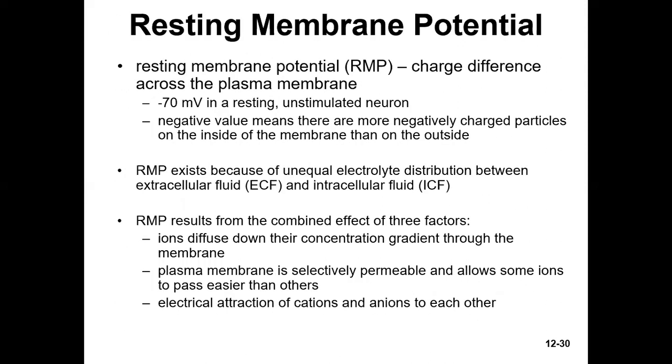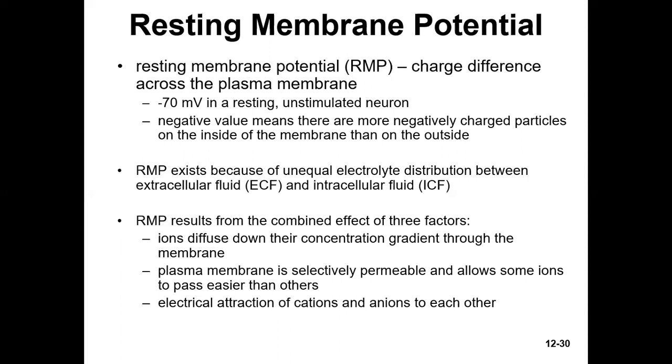Now, resting membrane potential. Remember, it's the charge difference across the plasma membrane. -70 millivolts is what we like to have in a resting unstimulated neuron. Remember that the negative value means there are more negative particles on the inside of the membrane for various reasons. The resting membrane potential will exist because of an unequal electrolyte distribution between the ECF and the ICF.